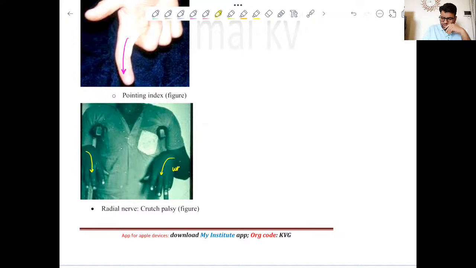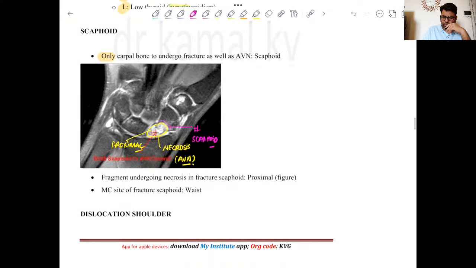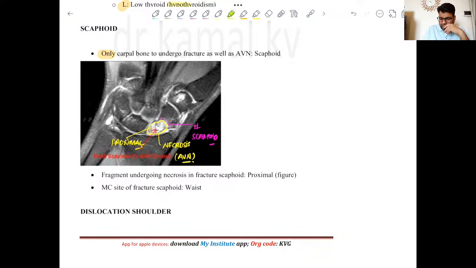Now scaphoid is the only carpal bone which can fracture and which can undergo AVN. So this part, which is appearing more white, has undergone necrosis, and this is known as AVN, that is avascular necrosis, right? So this is the proximal part. So this is one problem which we can see in fracture of scaphoid. So fragment which undergoes necrosis, everyone should mark it as proximal, and the most common site is through the waist of the scaphoid.